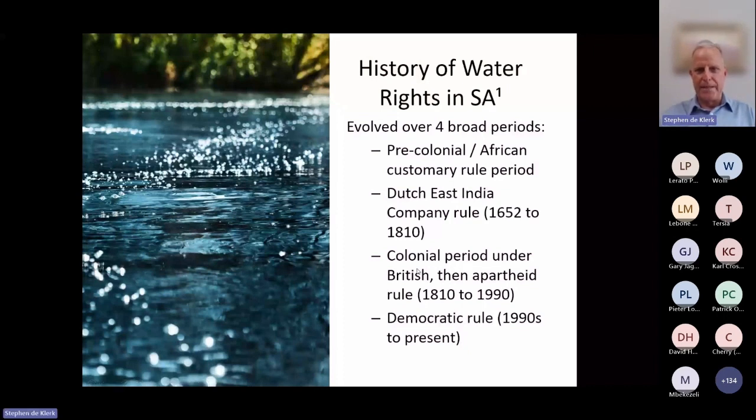And there are four basic broad periods. We speak of the pre-colonial or African customary rule period, when customary law prevailed. There was the Dutch East India Company rule period from 1652 to 1810. And then the colonial period under British and then apartheid rule from 1810 to 1990. And finally, the current democratic rule from the 1990s to the present.